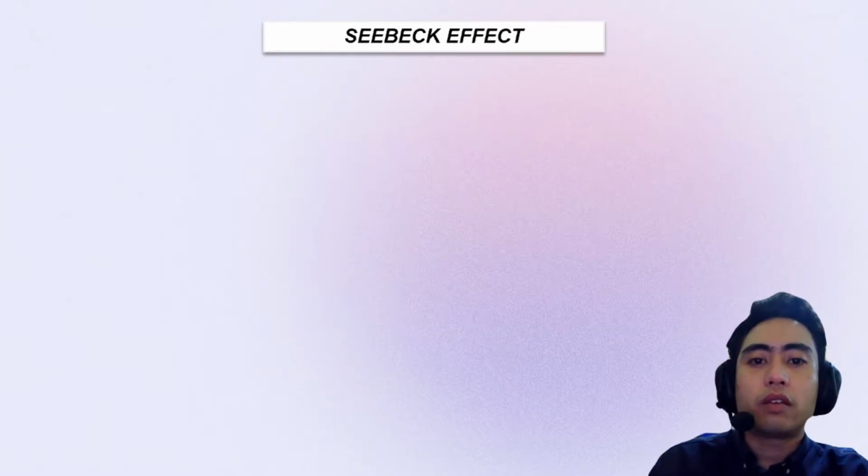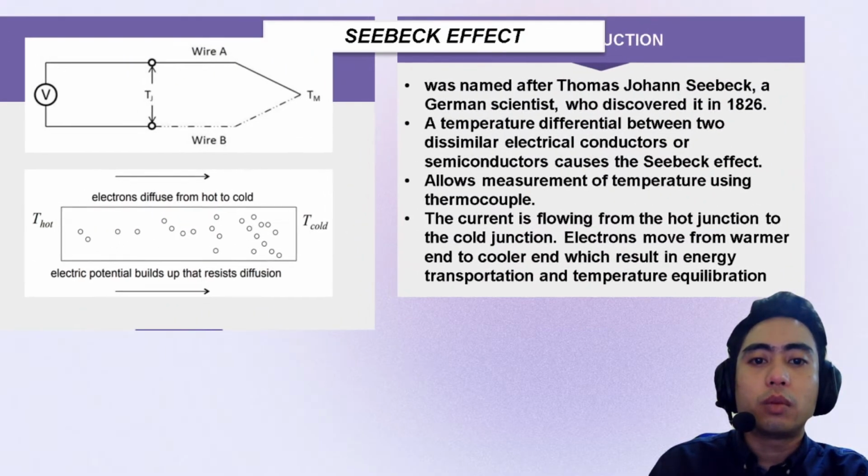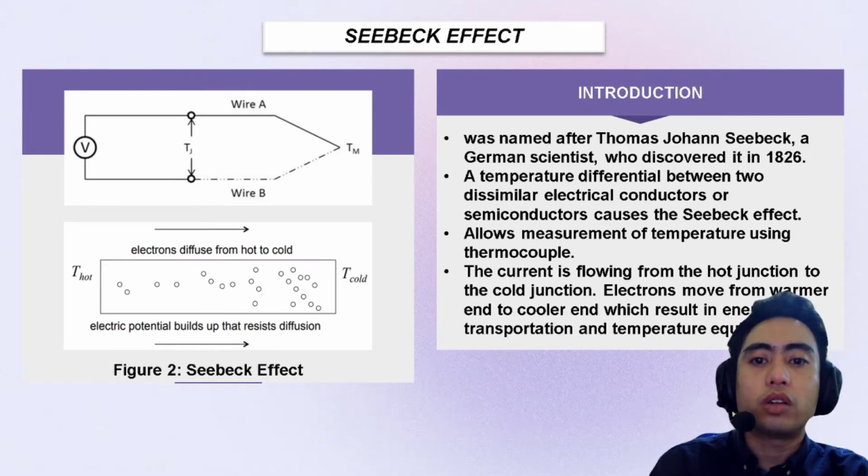Next, Seebeck effect. The Seebeck effect was named after Thomas Johann Seebeck, a German scientist who discovered it in 1826. A temperature differential between two dissimilar electrical conductors or semiconductors causes the Seebeck effect, which results in a voltage difference between the two substances. The pair of metals forming the circuit is called a thermocouple.